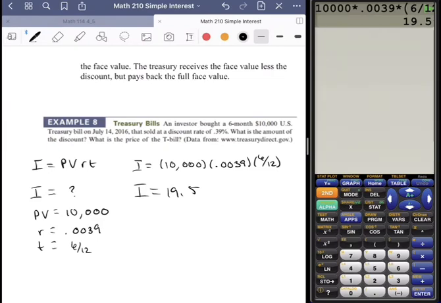And it says, what is the price of the T-bill? Okay. So it says that the amount of the discount is $19.50. Okay.